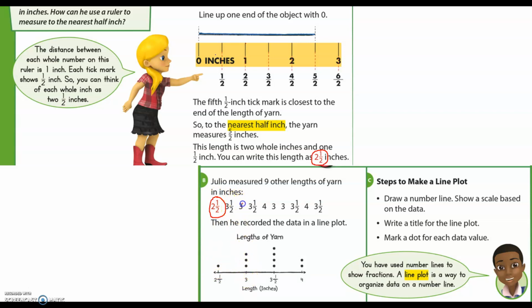3 inches, he had 1, 2, 3. So he marked 3 dots. 3½ inches, 1, 2, 3, 4. He marked 4 dots, and 2 pieces were 4 inches. So he marked 2 dots.